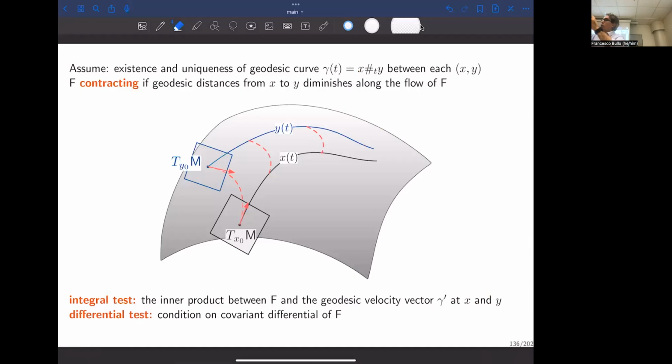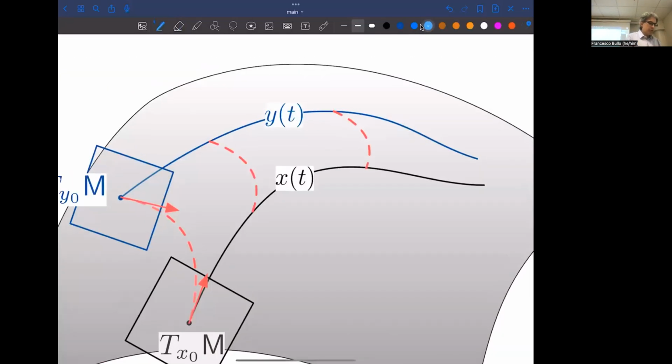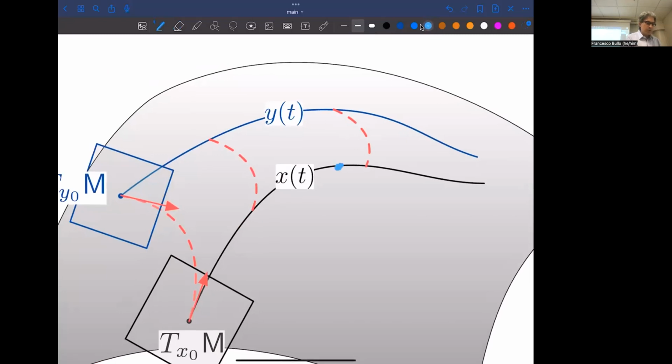So if you're moving along a curve, and you take an arbitrary point here, there is something called the tangent vector. You can take the norm of it, which is the speed of the curve at that point. And then if you take a curve and you integrate the speed, that is defined to be the length of the curve.